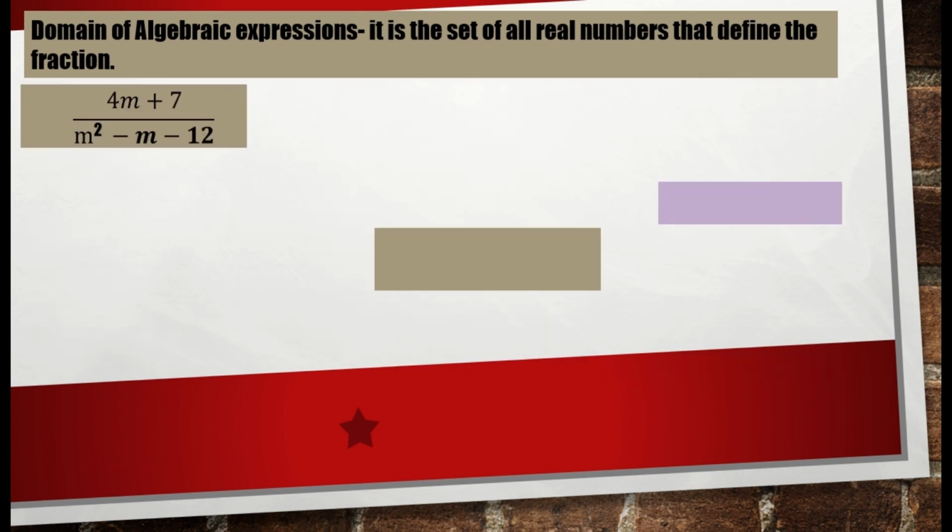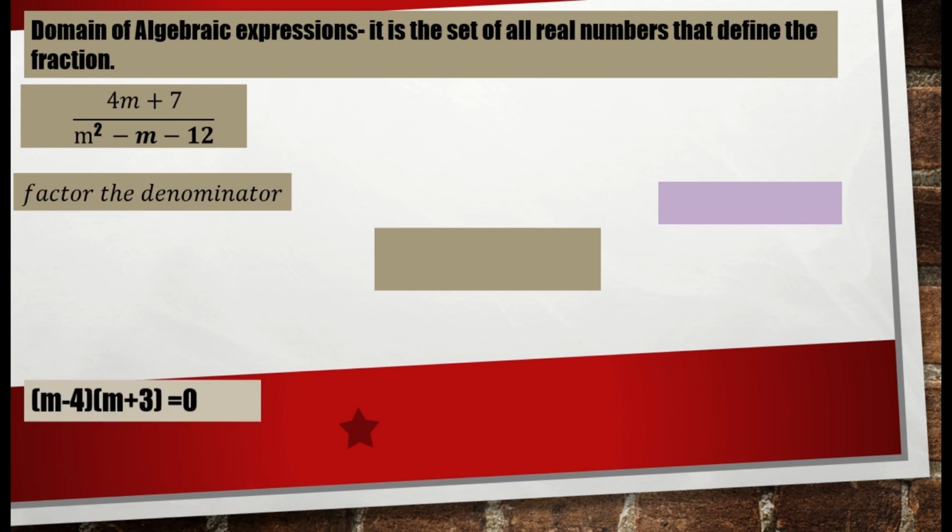Next example, we have 4m plus 7 over m squared minus m minus 12. So our denominator is m squared minus m minus 12, and we need to factor it out. Okay, so factor the denominator.